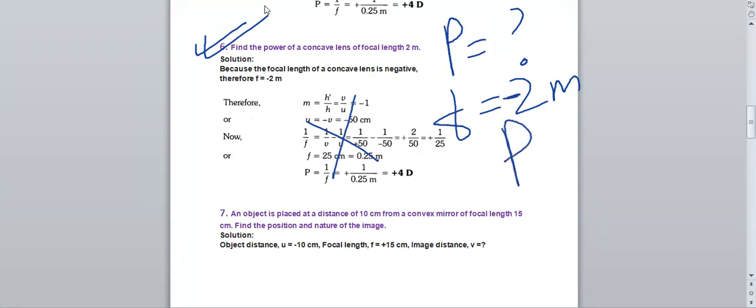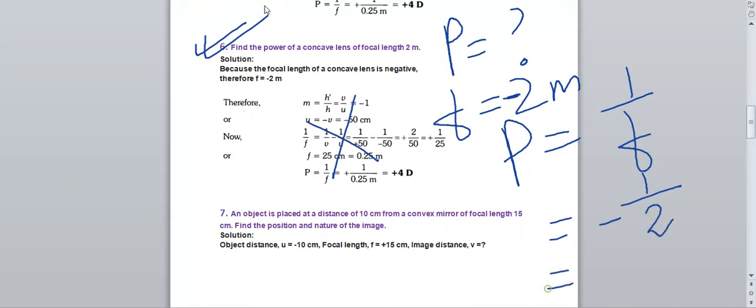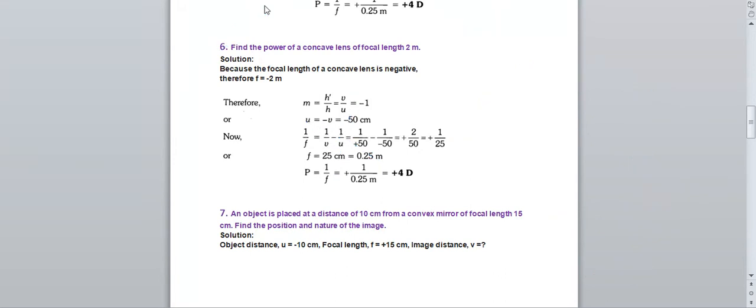So what is the formula for calculating power? P is equal to 1 by f, 1 by focal length. So 1 divided by -2, 1 by -2, so you can take it as minus 0.25 diopter. This will be your answer for the power of the lens.